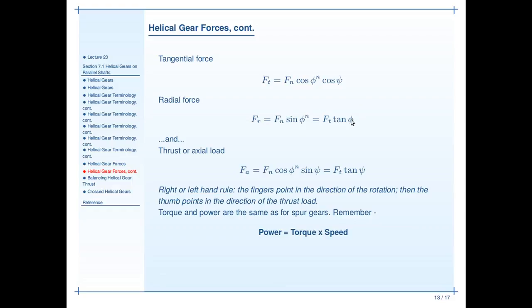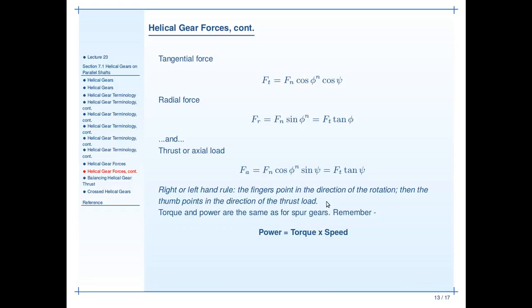The direction of thrust of the gears can be found by what's called either the right or left-hand rule. If you have a right-hand gear and the fingers of your right hand are pointing in the direction of rotation, then the thumb of that right hand will point in the direction of the thrust load. Contrariwise, if you have a left-hand gear and your left-hand fingers are pointing in the direction of rotation, your left thumb will point in the direction of the thrust load.